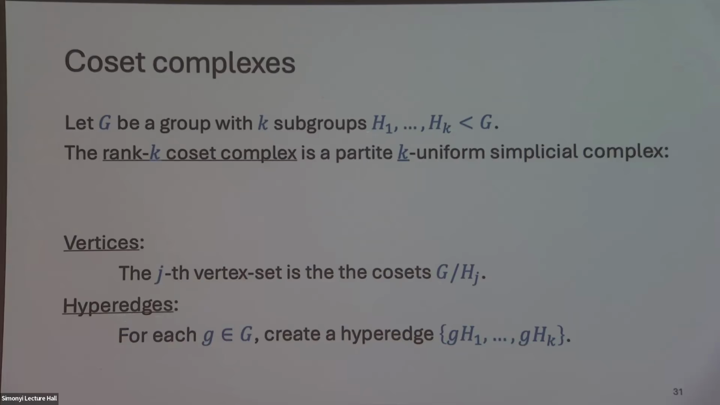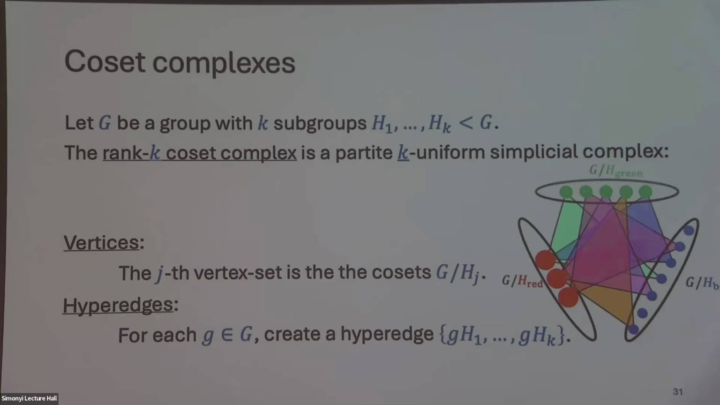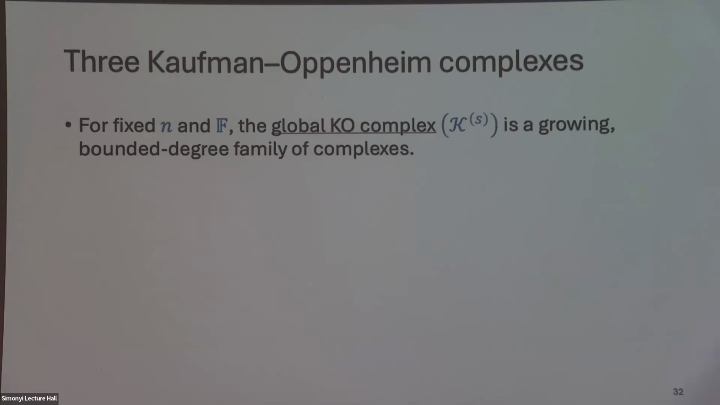So if I have three subgroups, then I have a three uniform hypergraph, or if it's a simplicial complex, then these are the maximal faces of the simplicial complex. So you can think of it, for instance, in the case where you have three subgroups, as each triangle corresponding to a group element and indicating what are the three cosets by the three different subgroups that are incident to this or determined by this group element. And yes, there's a bunch of different complexes that you end up having to worry about.